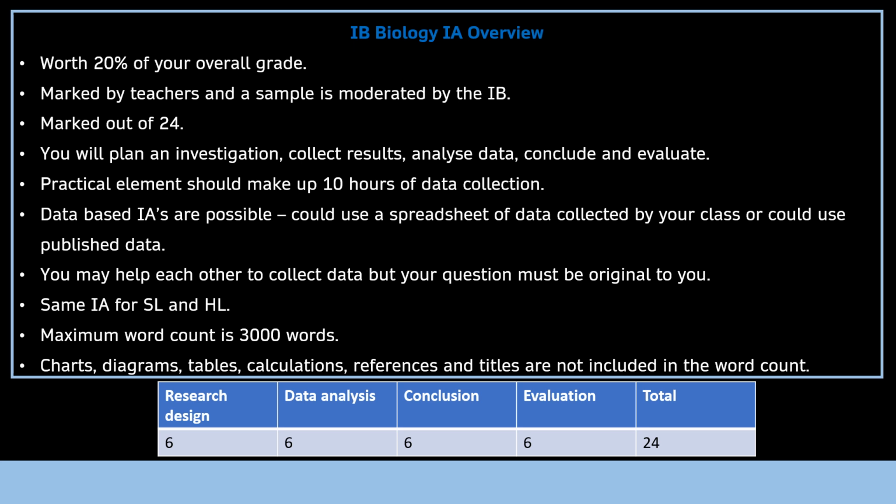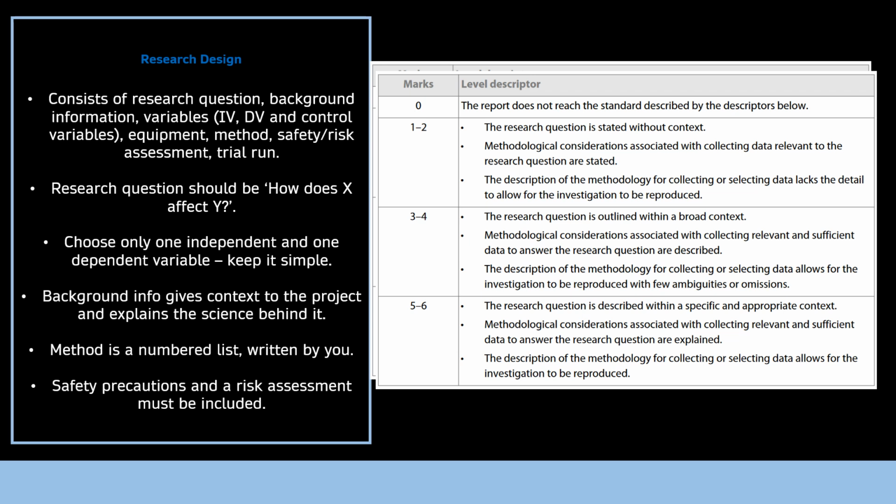This first slide here just goes through the overview of the IA, read it if you need to. And then we've just got some extra information about the research design, and we've also got the marking criteria for research design. So just be aware that it's out of 6 and the marker will decide which band you fall into and then whether you deserve 3 or 4 marks in the second band or 5 or 6 marks in the third band.